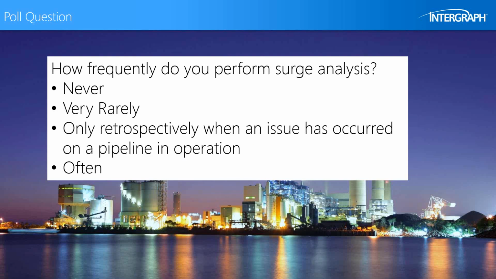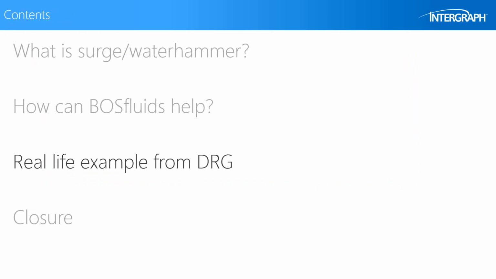Okay, so the results from the poll question are broadly what I expected, and it shows that around about three-quarters of people either never or very rarely perform a surge analysis. And that's very interesting because, as we've seen from the small images at the start of the presentation, accidents can and do occur. Now, the images I've shown weren't major failures, but the failures can certainly be major.